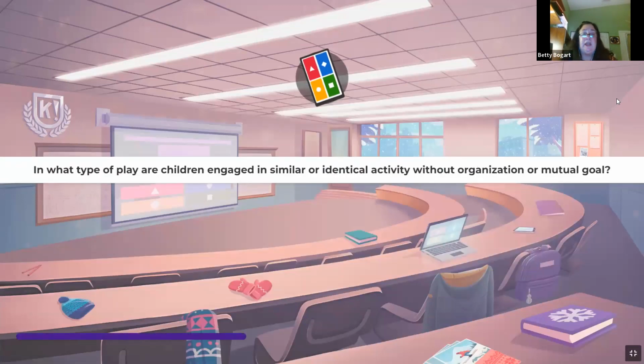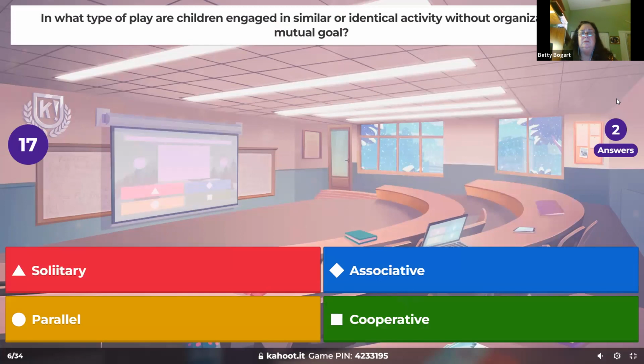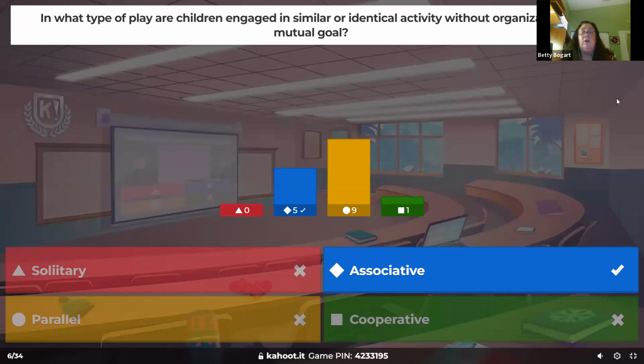In what type of play are children engaged in similar or identical activity without organization or a mutual goal? So without a mutual goal is called associative. They're doing the same thing, they're building something together, but there's no goal in the end. Cooperative is when there's a goal in the end, okay? Parallel, they're doing things next to each other, but not doing the same thing. They have their own little toys they're playing with. And of course, solitary, they're playing by themselves.